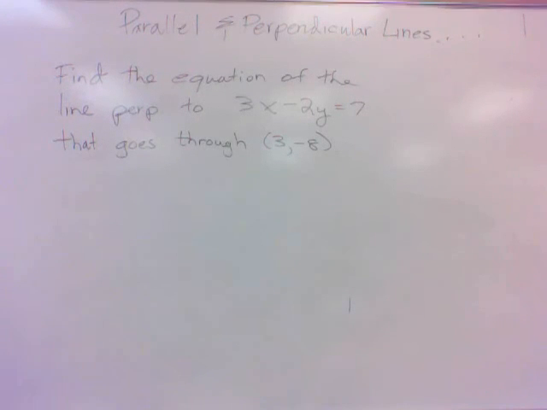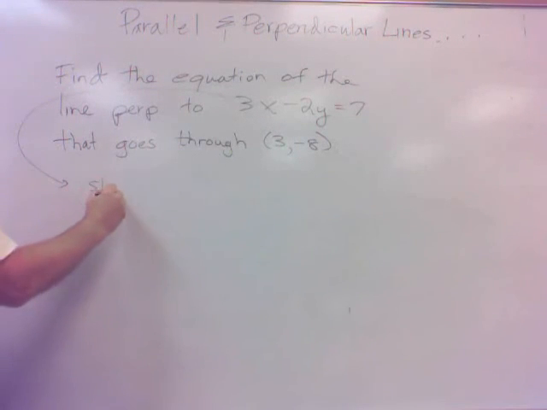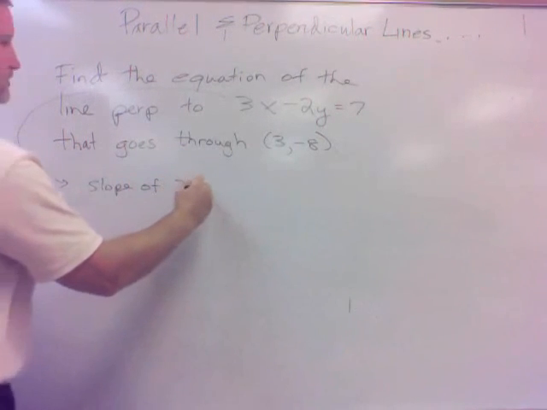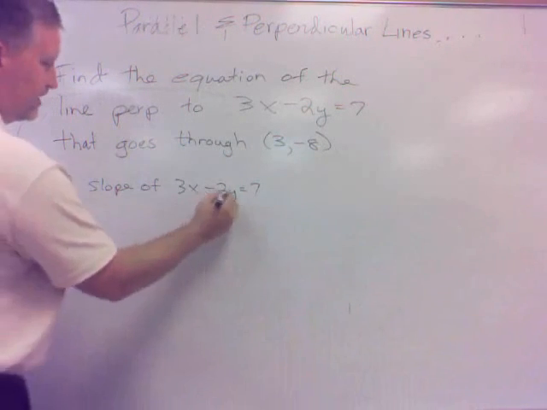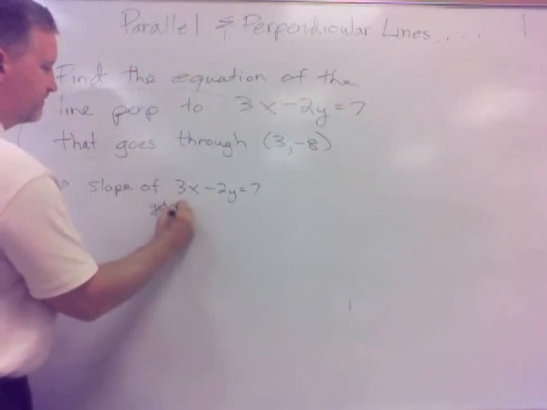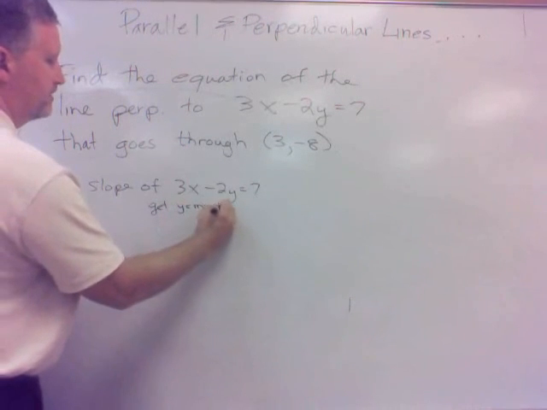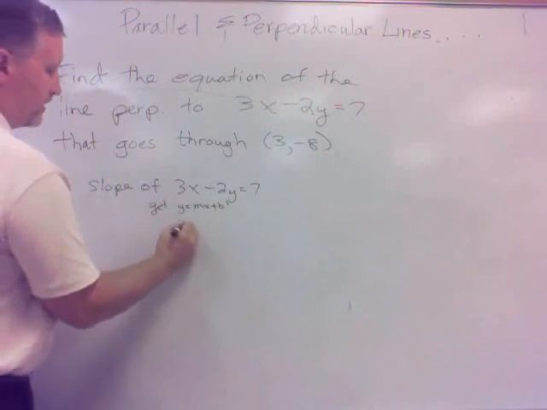What is my first step here? Well, I need to figure out the slope of 3x minus 2y equals 7, don't I? Because I want a line perpendicular to it, and so I need to make the slopes as I need to make them, okay? All right, well, what's the slope of this line? It's not 3, right? I've got to do the y equals mx plus b. So get y equals mx plus b for this, like we did that other one. So how would I do that?